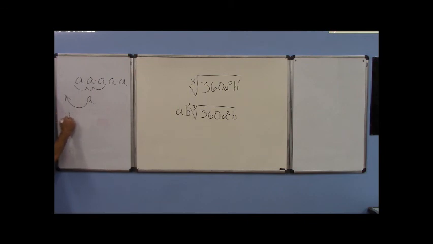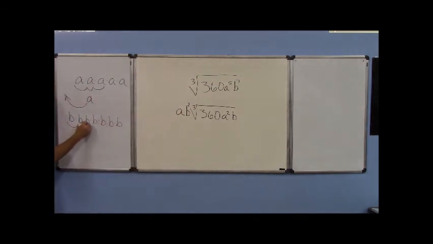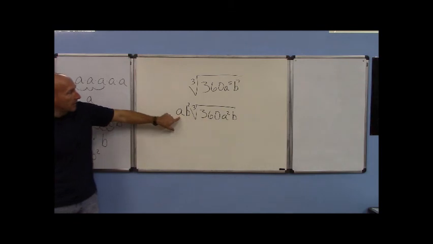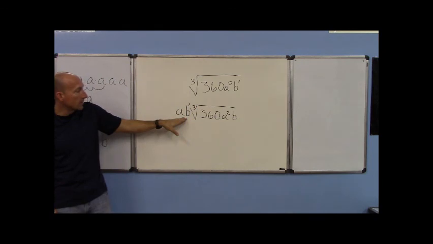We have B times B times B times B times B times B times B. 1, 2, 3, 4, 5, 6, 7. The index says we must have 3. 1, 2, 3, that's 1 B team. 1, 2, 3, that's another B team. Now those B teams, whenever we're counting them together, they're actually multiplied, so we end up with B squared outside. So we're able to pull 1 team of A out, 2 teams of B, so we have B squared.